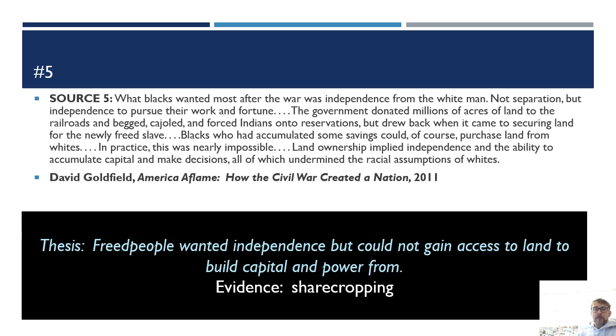David Goldfield's argument is that freed people wanted independence, not separation from white folks, but their own independent base of power, and that would come from owning land. But unfortunately, Goldfield notes that they could not gain access to land, and that made it hard for them to build capital, to build political power, economic power. The most obvious proof of this that you could come up with would be the development of sharecropping, which is proof that they wanted land, but they couldn't get it, so they had to rent as sharecroppers.